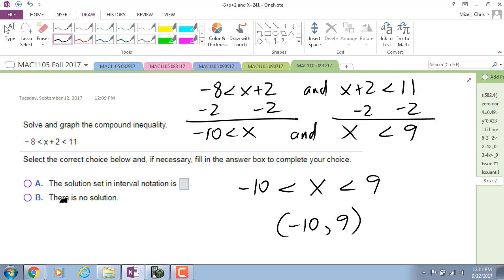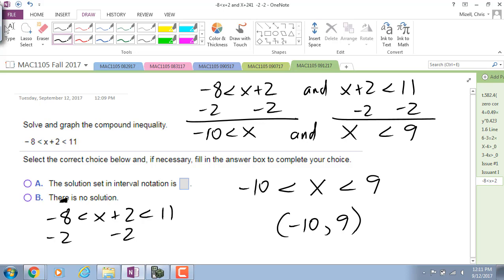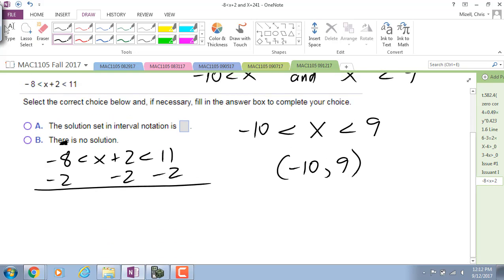Now, to solve a three-part inequality, it's not necessary to break it apart and to use the word and. We simply write the three-part inequality. Rather than subtracting 2 from both sides of one of them and both sides of the other one, we just subtract 2 from each part. And if we subtract 2 from each part, that will give us an equivalent inequality. Subtract 2 from the left part, subtract 2 from the middle part, subtract 2 from the part on the right, and we get immediately negative 10 is less than x, and that's less than 9.